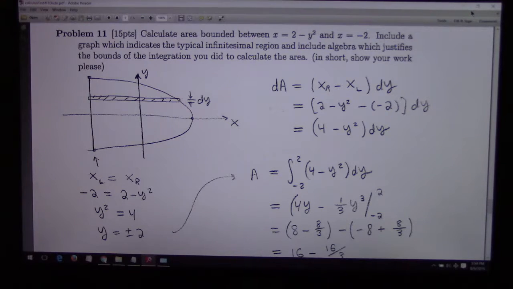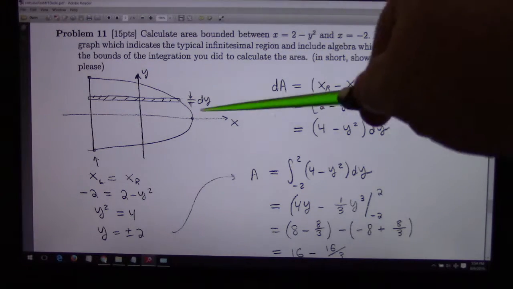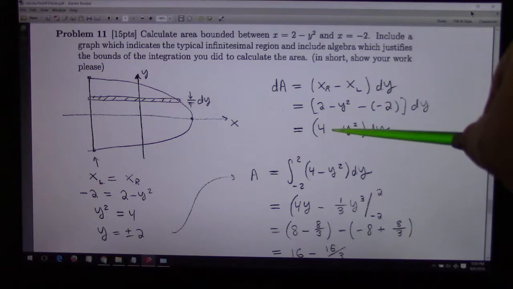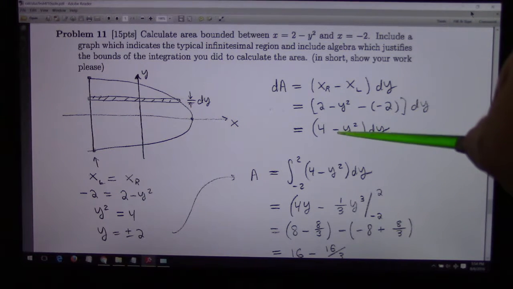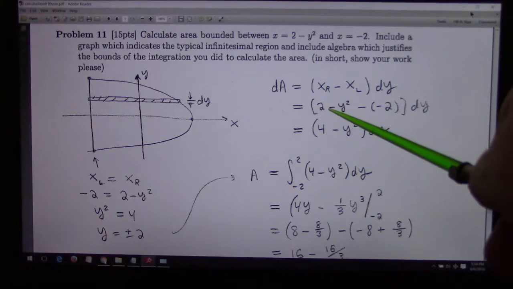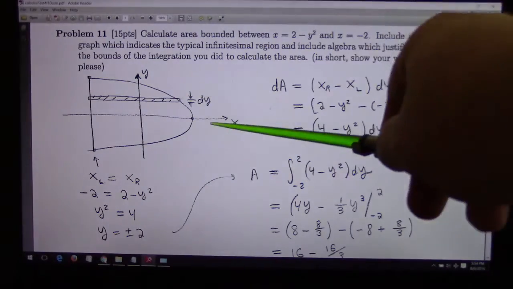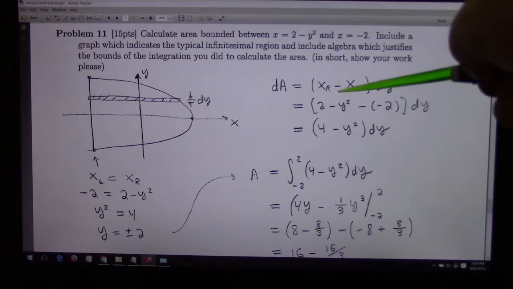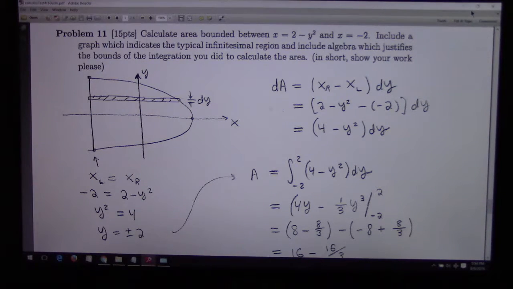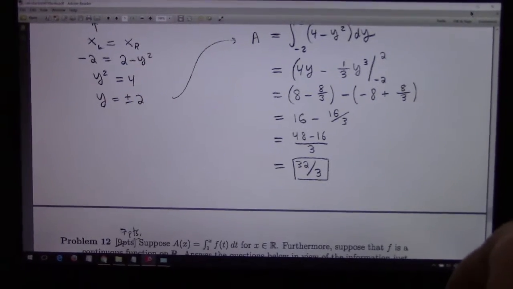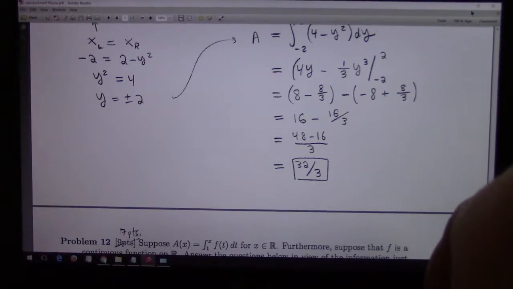That gives me a dA of 4 minus y squared. I wonder, is that right? Wait a minute. Oh, I'm sorry. Let me go back up a step here. 2 minus y squared is the right, minus a minus 2, and that turns into 4 minus y squared. Okay, great. And then you integrate, and you get 32 over 3.